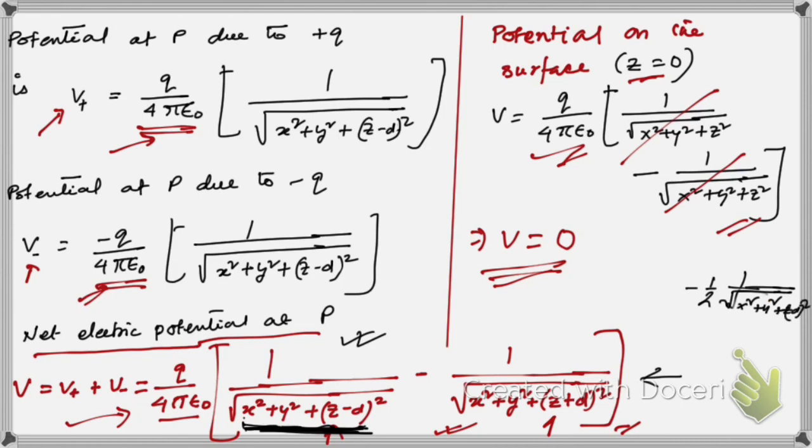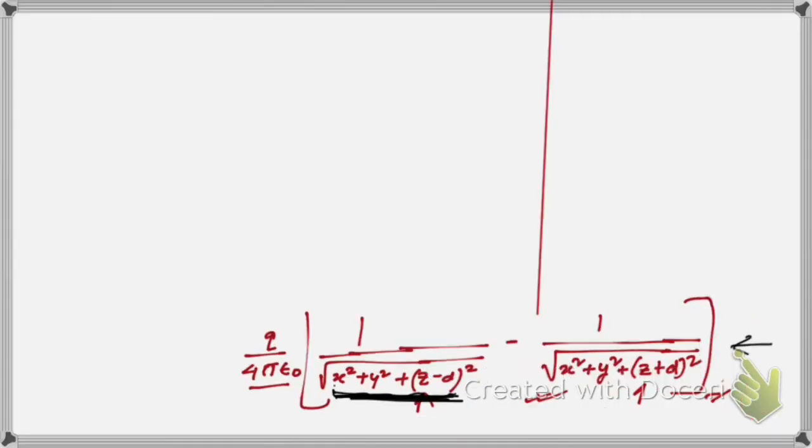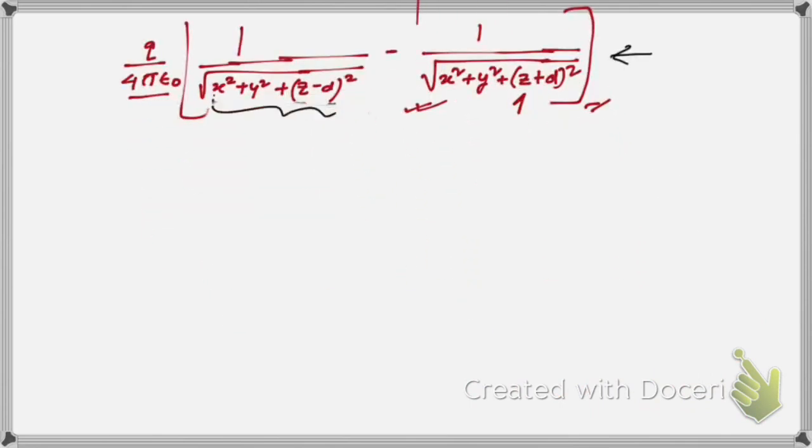So let me explain it properly. Wait, how to differentiate this? Let me copy this expression. Let me go to a new slide so that I can explain it. So if you differentiate this part with respect to z, then what you will get?